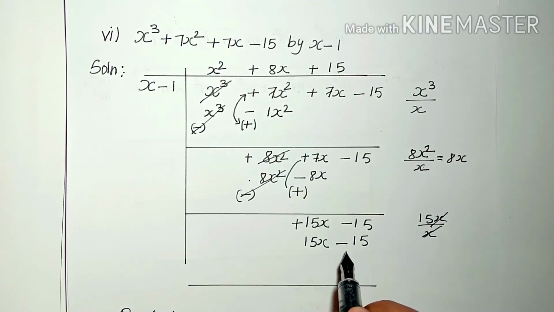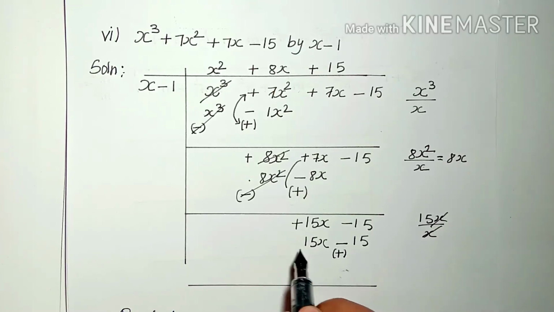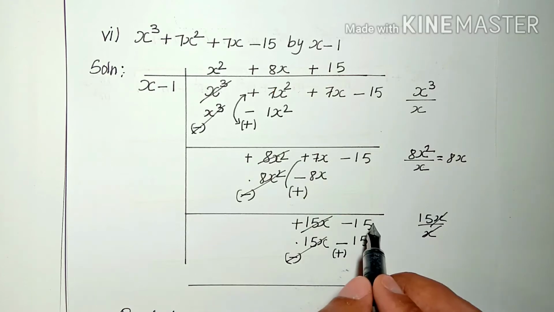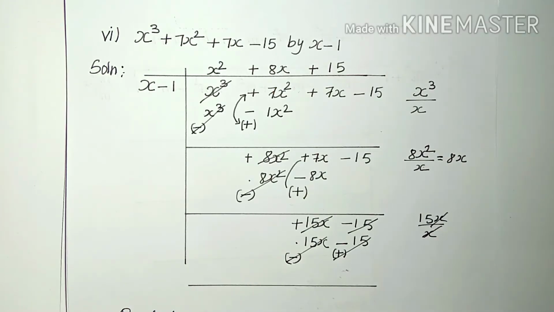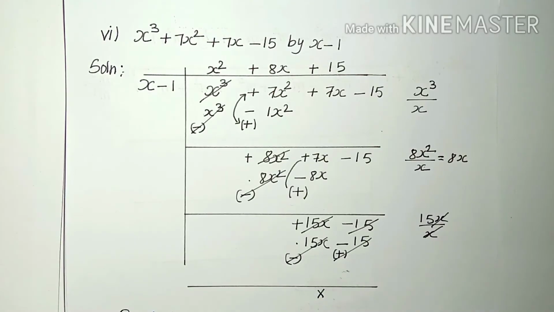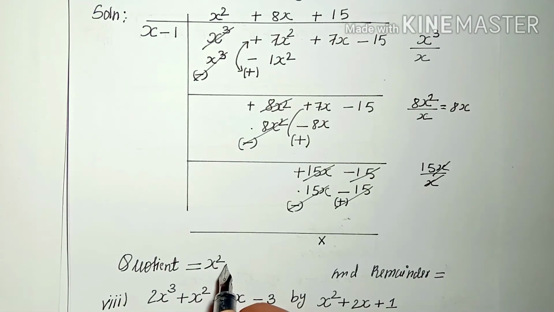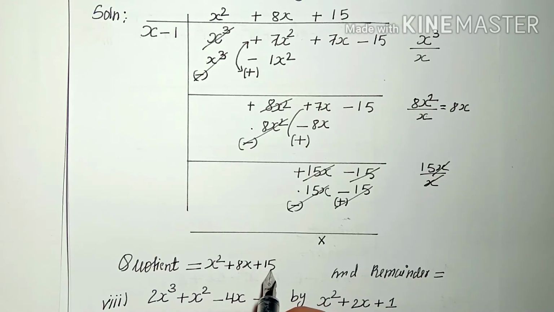Now minus will change to plus sign, which means this sign will be invalid. Again, plus will change to minus sign. So plus 15x minus 15x we can eliminate. Likewise, minus 15 plus 15 we can cancel, and the remainder here is 0. So therefore, the quotient here is x square plus 8x plus 15, and the remainder is 0.